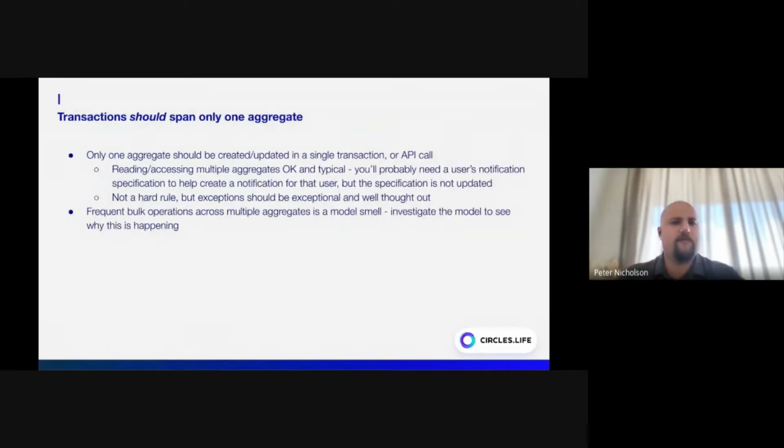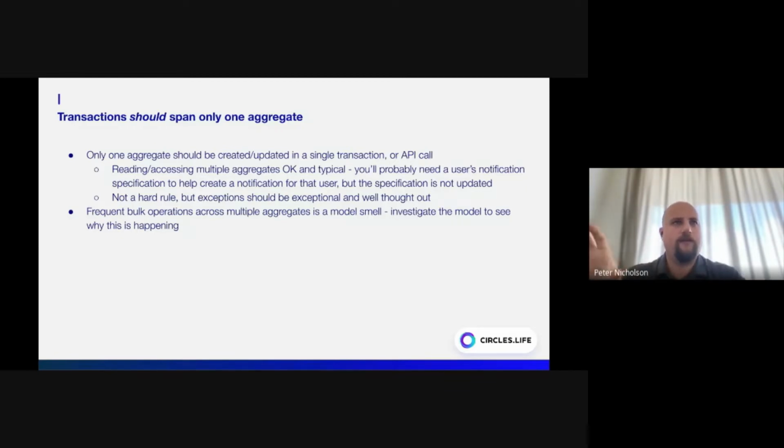A few more rules: transactions should span only one aggregate. By transaction here, I'm talking about an API call, not the database concept, right? You'll probably have to read multiple aggregates. That's a fairly typical use case, where we have some transactional object in one aggregate, and we have a specification in another aggregate, and that specification is controlling how the transactional object's processed. That's typical, probably your base case for most of your flows.